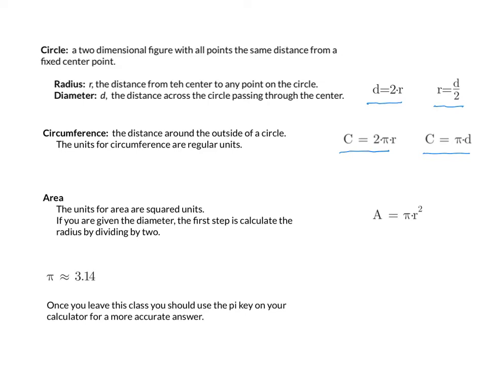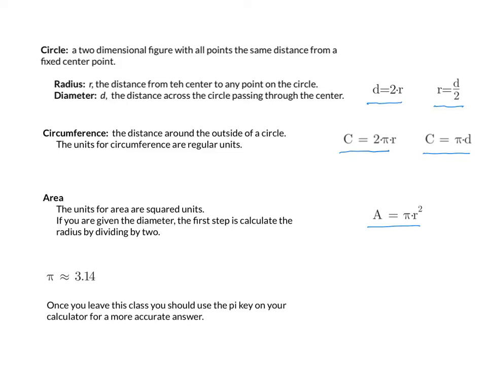The other thing that we're going to look at is area. Remember that the units for area, even if it is a circle, are going to be squared units. Our formula is A equals pi r squared. And one thing to note about area is we do not have a formula for area in terms of the diameter. So if you are given the diameter, the first step is to calculate the radius by dividing by 2.